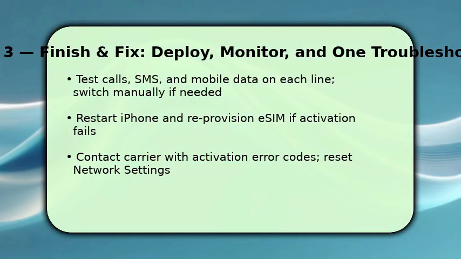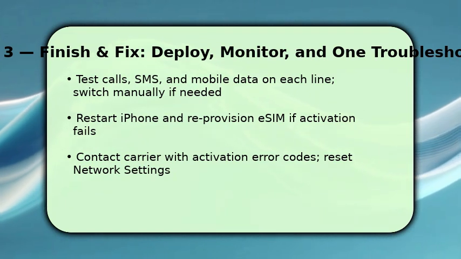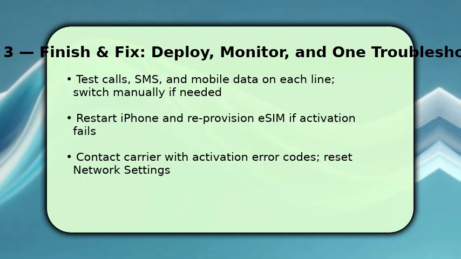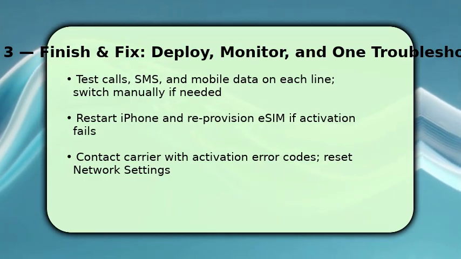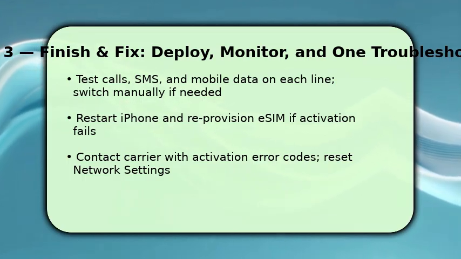Finish by testing. Place calls, send texts, and use mobile data from each line. Switch lines from Control Center when necessary. If a line won't activate, restart your iPhone, rescan the eSIM QR, or use the carrier's activation code. This often resolves provisioning hiccups.